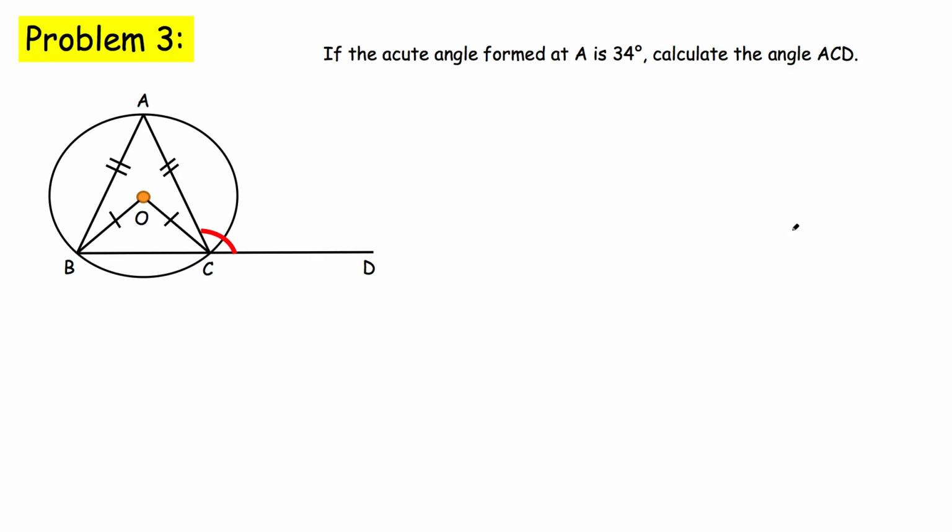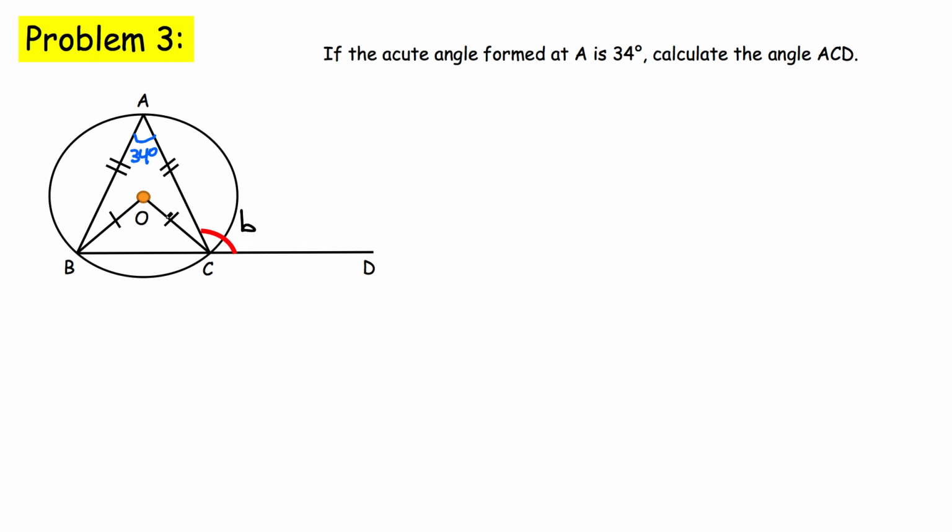Here's the last problem, probably the easiest one. It says the acute angle measures 34 degrees. 34 degrees, mark that off. And now they say calculate the angle ACD. The angle ACD is the one denoted by this red line here, and we're going to call that B, or angle ACD. It doesn't really matter.